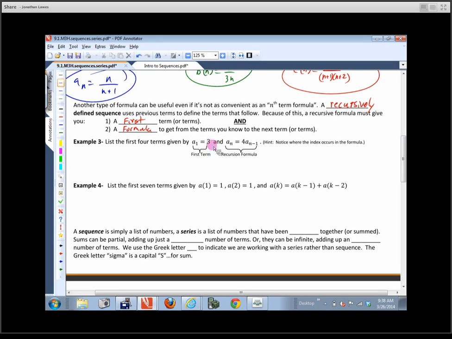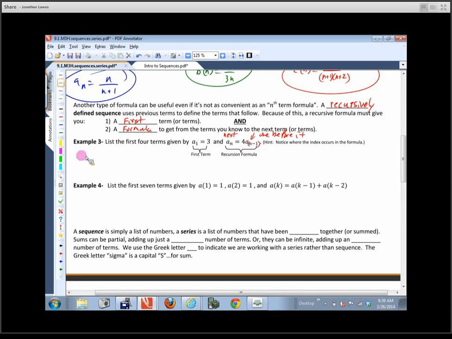A sub 1 is 3. That means the first term is 3. And then it says this: a sub n is 4 times a sub n minus 1. Now here's the way to think of this. This is the next term. A sub n minus 1 is the one before it. So if you want the next term, you take the one before it, and what do you do with it? Times it by 4. That little thing right there, notice that's in the subscript. So that's part of the index. That tells you what term you're going to use.